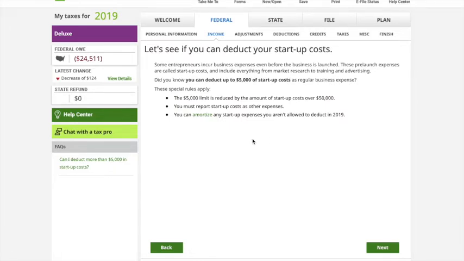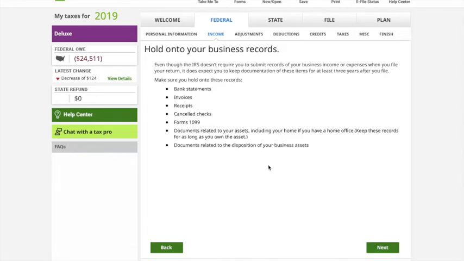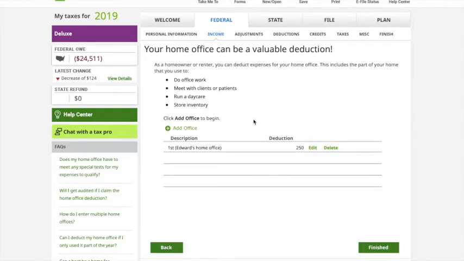Now, if you're doing the home office, the easiest way to do this, and we're going to do the easy way for this introductory video, is just take what's called a standard deduction. We're not going to consider startup costs here, so we're going to skip this screen. And here they're just reiterating, please keep hold of your business records. We just talked about that. Now your home office deduction is the first one.